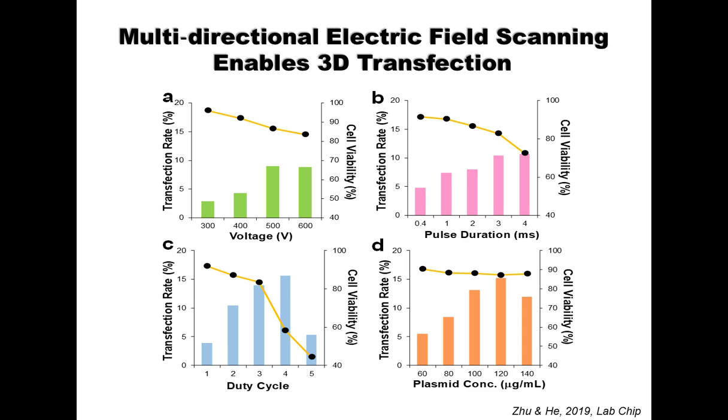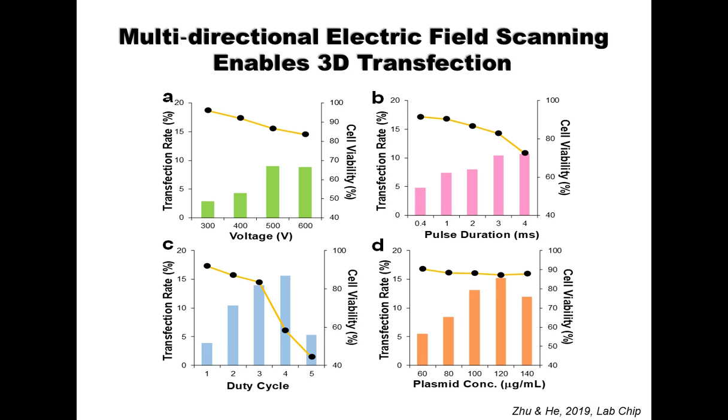So the plasmid concentration definitely is the key parameter here. And if we keep a high concentration of plasmid, the transfection rate can always be kept high, and meanwhile keep the good cell viability. So that allows us to optimize this transfection process with good parameters to control for the most efficient transfection.